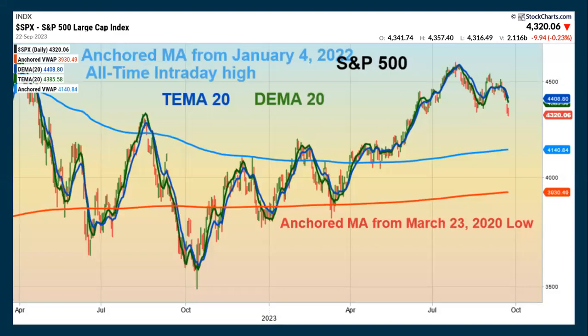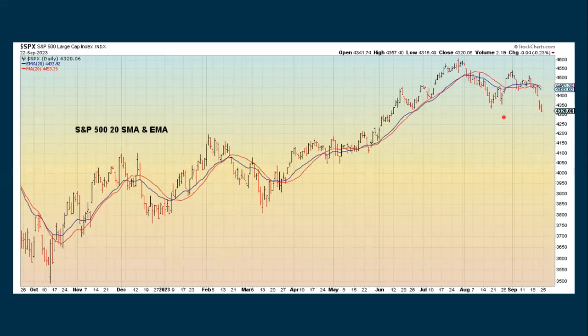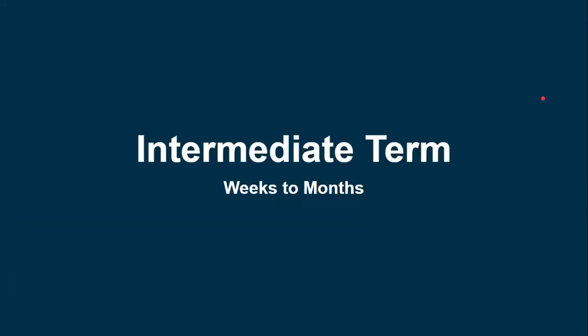This is a 20-period double and triple exponential moving average. And we're dropping below both the blue and the green line and going down. And we're far away from this now, so I haven't been showing that. Here is a 20-period simple and exponential moving average where we're also dropping below that. We're seeing both the red line and the blue line start to go down. So in the short term, we are turning more negative.